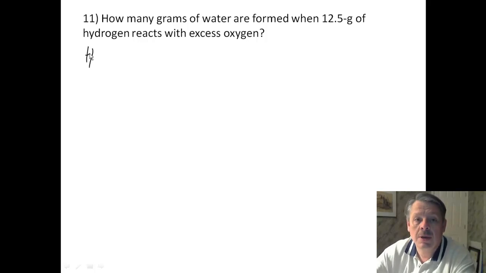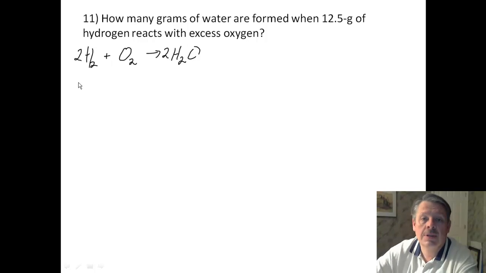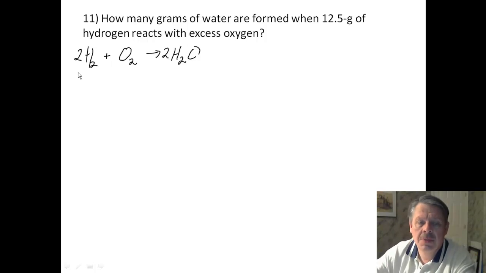Well, clearly what we have to do is create our balanced chemical equation, which is hydrogen plus oxygen gives us water. Now, of course, we have to remember that hydrogen and oxygen are Brinkelhoff elements. And to balance this, we need to have two waters over here, which means we need two hydrogens over there. So we're now balanced. And we have 12.5 grams of hydrogen.